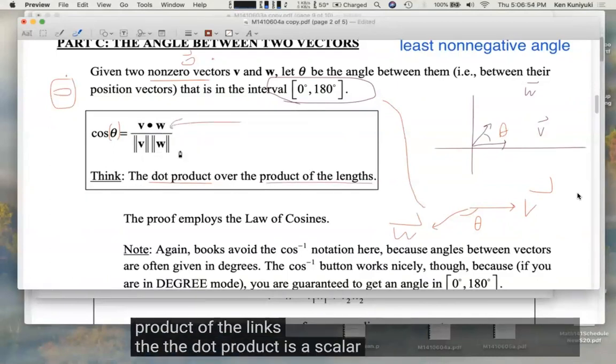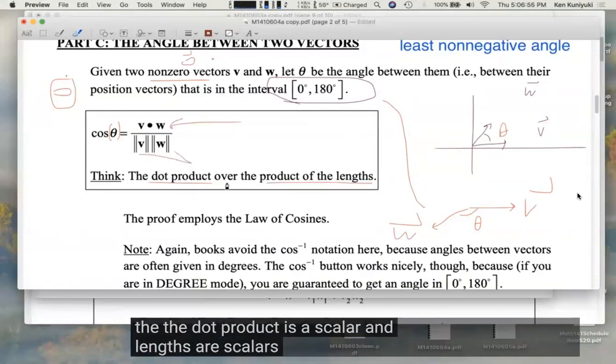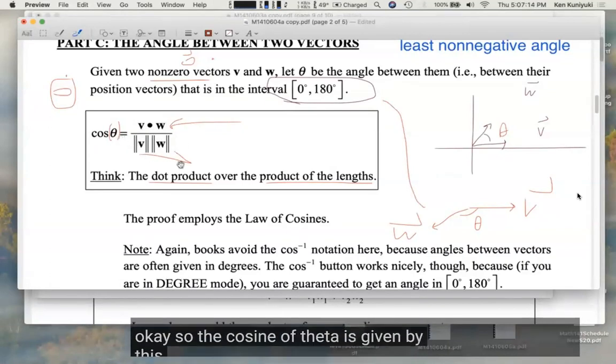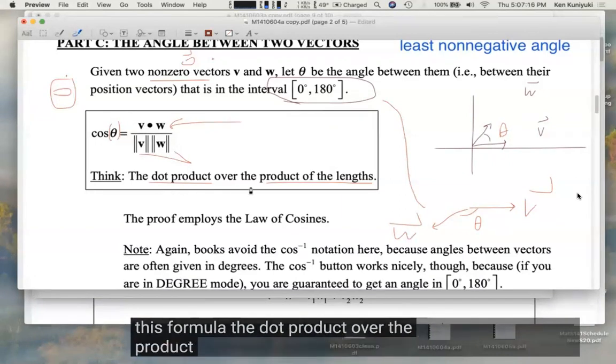The dot product is a scalar, and lengths are scalars. And we're assuming that we don't have the zero vector for V or W, so these guys will not be zero. The dot product could be zero, we'll see that later, but we know the lengths will not be zero. Okay, so the cosine of theta is given by this formula, the dot product over the product of the lengths.